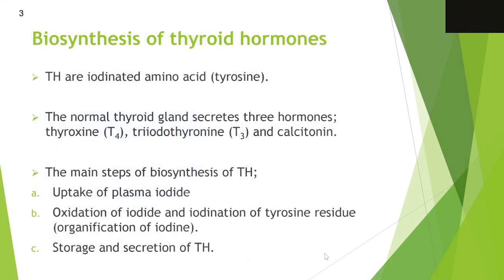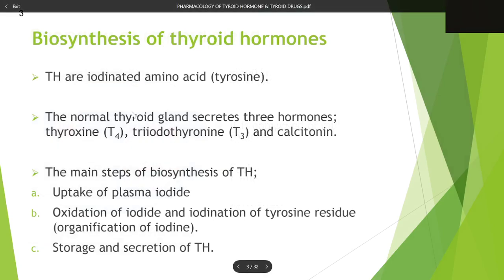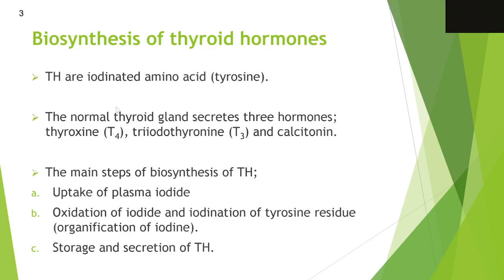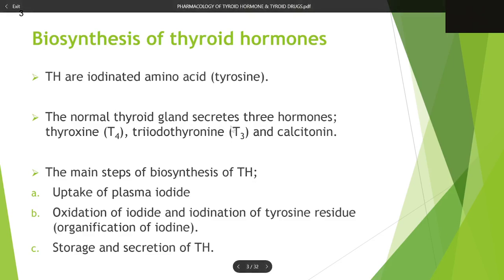Now, for the biosynthesis of thyroid hormones, the thyroid hormones are iodinated amino acids. Tyrosine is the amino acid. So, the amino acid involved in the biosynthesis of thyroid hormone is tyrosine. Now, the normal thyroid gland secretes three hormones. These hormones are thyroxine, which is T4, triiodothyronine, which is T3, and calcitonin.